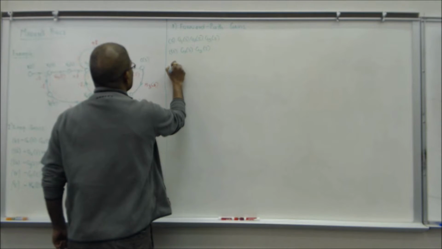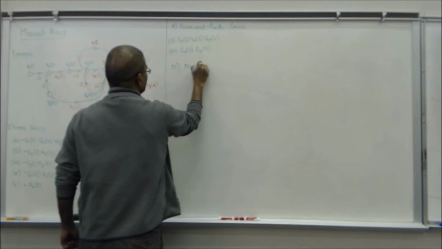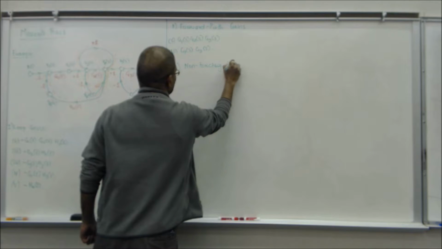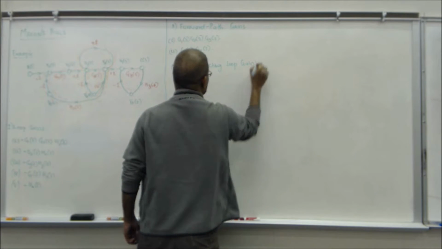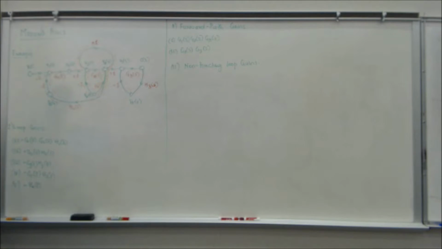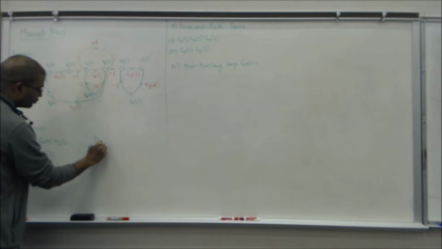And now you have the third one, non-touching loop gains. Okay. So for non-touching loop gains, you take these loop gains and figure out how many combinations you are going to get out of them, taken two at a time. You recall probability a little bit? The number of combinations taken two at a time is 5C2, right?